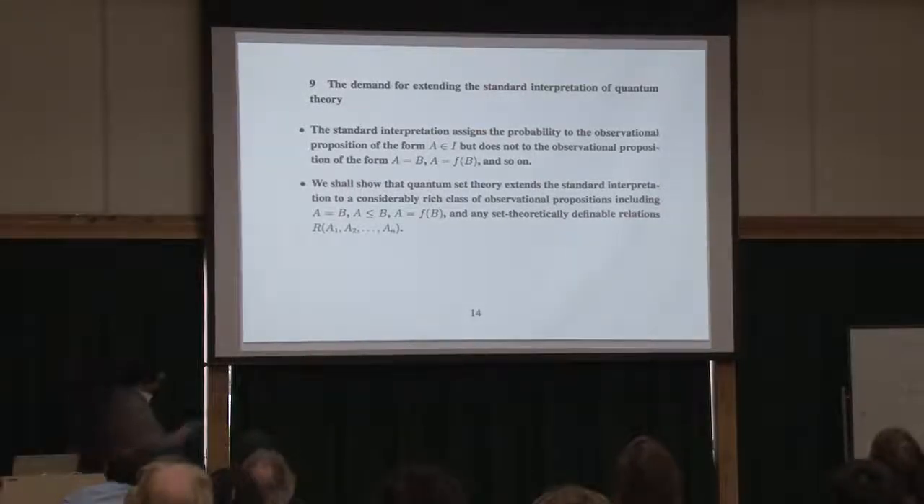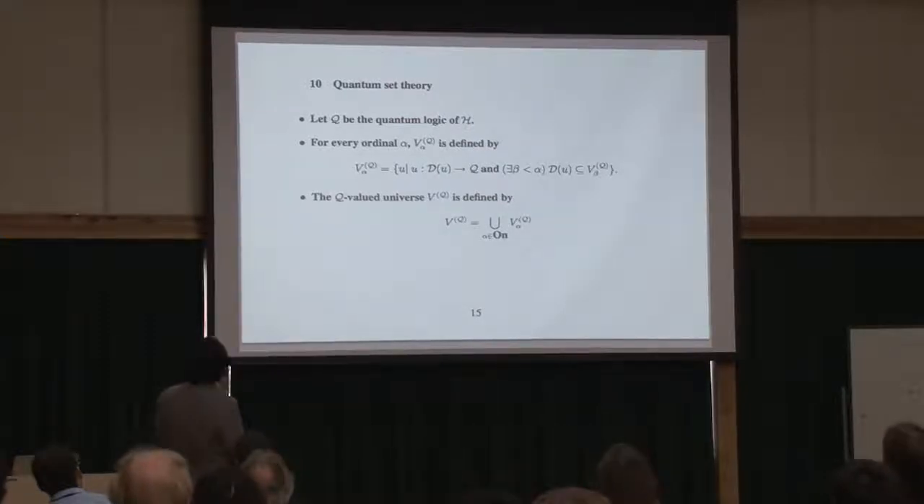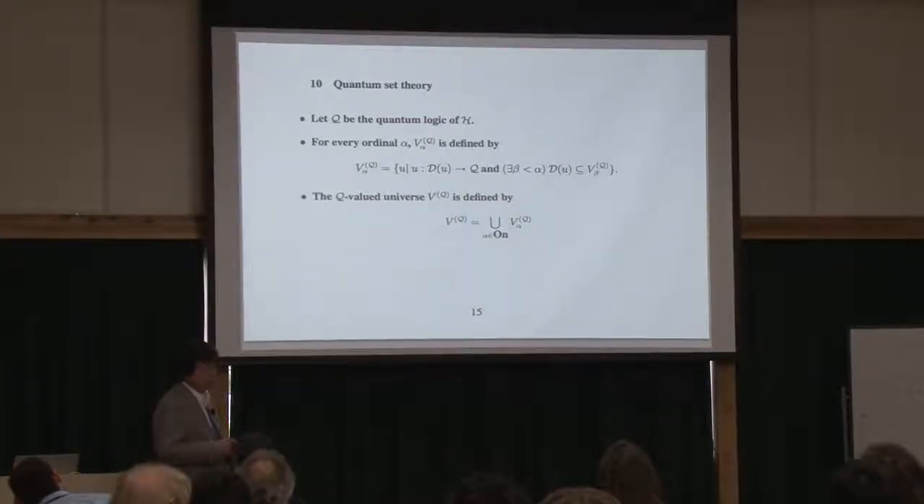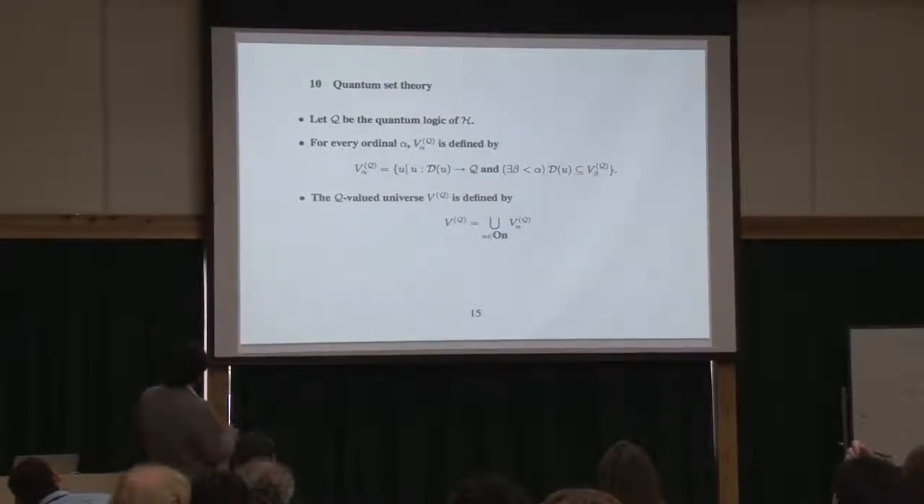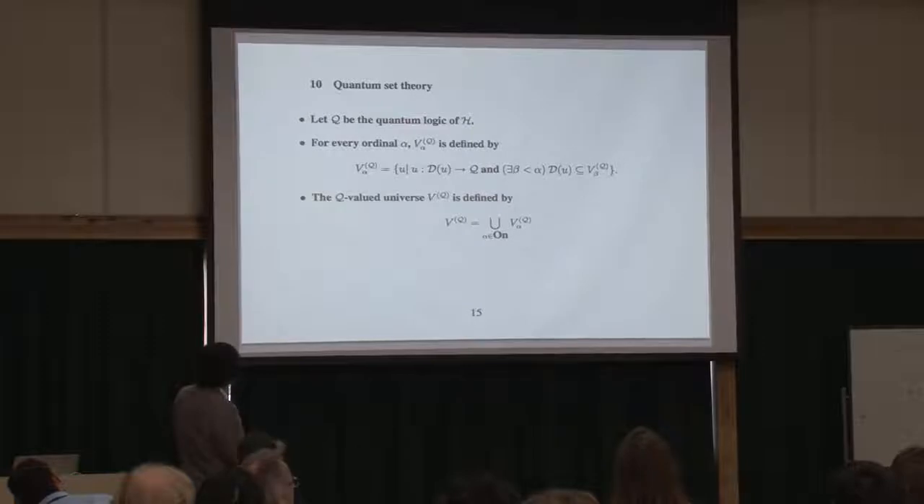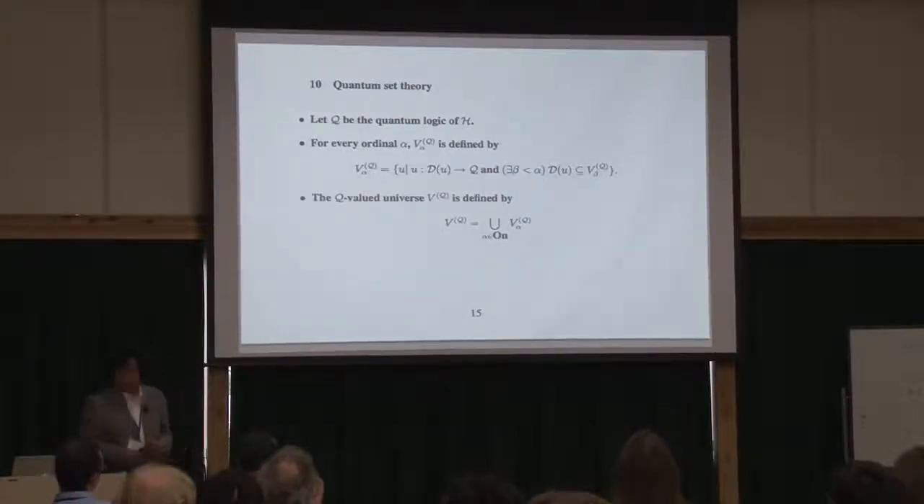How do you do that? We just proceed. Now we construct the quantum set theoretical model, V^Q. V^Q is very parallel with the construction of V^B, for B a complete Boolean algebra; the Boolean valued model construction is very parallel with this construction of V^Q. So let Q be the quantum logic on the Hilbert space H. For every ordinal alpha, V_alpha^Q is defined as all the functions whose domain is a subset of some previously constructed V_beta and whose values are in Q. Then the Q-valued universe is defined as the union of all of these V_alpha for all the ordinal numbers.